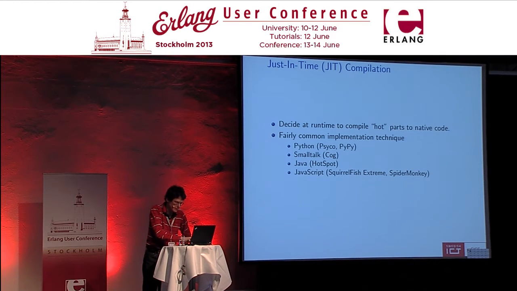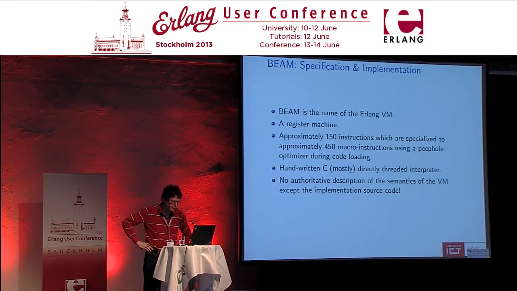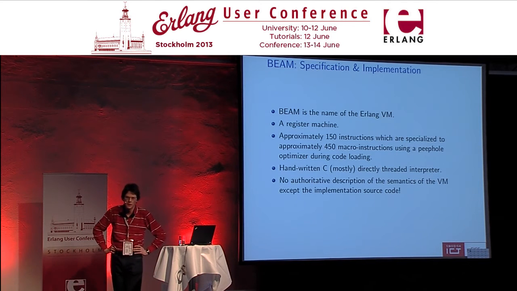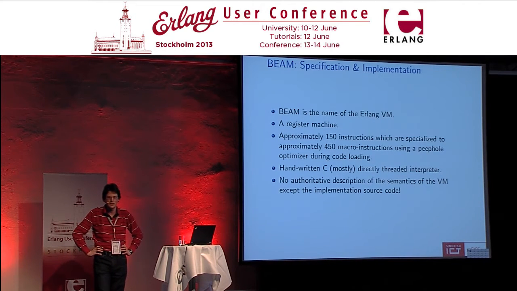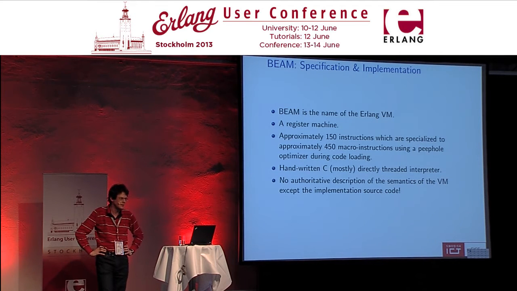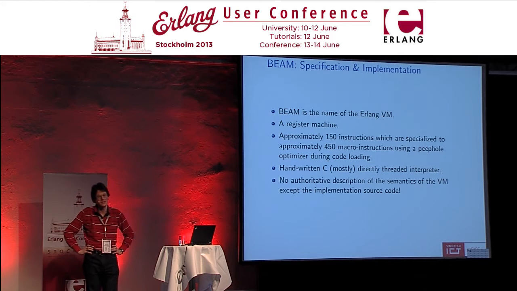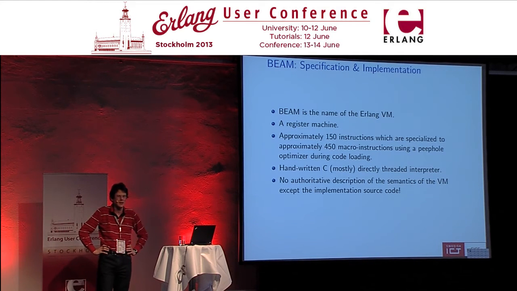I've previously mentioned BEAM, and Erik talked about it before the break. BEAM is the name of the Erlang virtual machine. It's a register machine. It has approximately 150 instructions, which during loading are transformed with a peephole optimizer to around 450 macro instructions. And the BEAM is written in C. It's mostly handwritten C. Some of it is generated. And unfortunately, there is no authoritative description of the semantics of these instructions. We have only the C code.